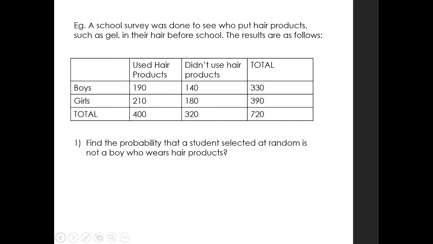Find the probability that a student selected at random is not a boy who wears hair products. So this is a not question: 1 minus probability. You're subtracting the probability that it's a boy who wears hair products, and that'll give you this.